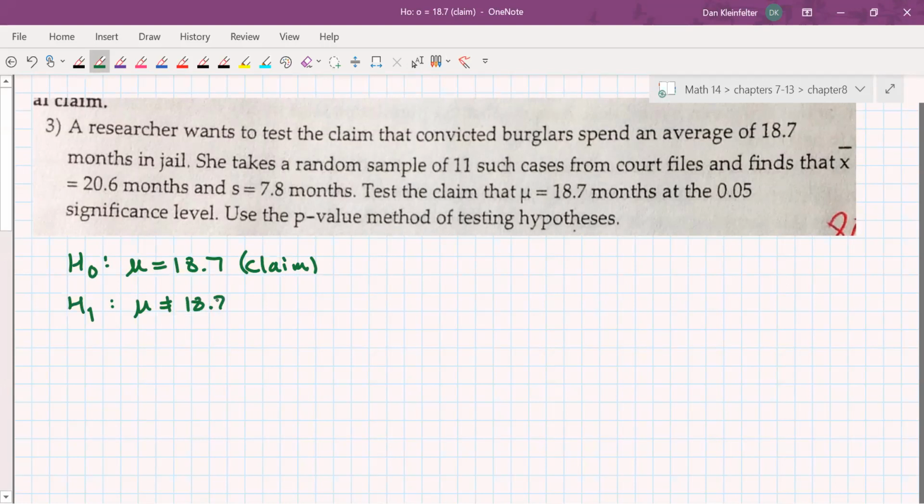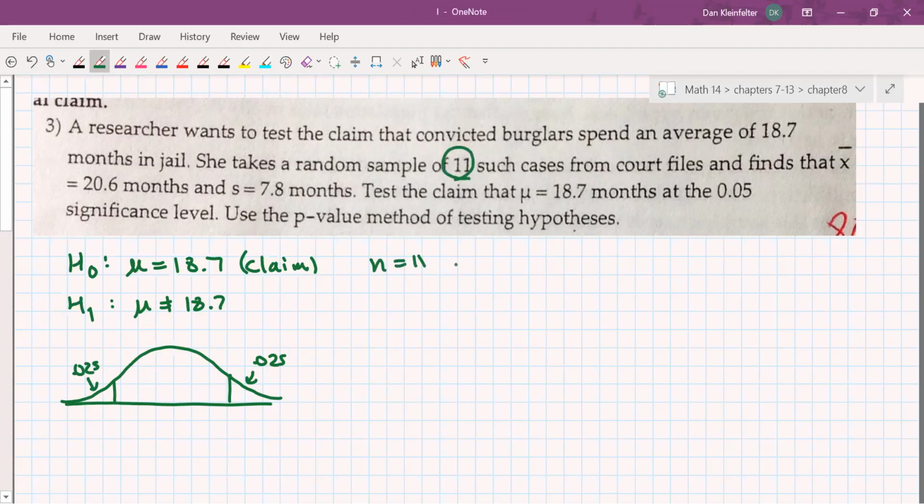So little picture, then critical values. So the significance level is 0.05. So again, we'll have 0.025 in each tail. Our n is 11, and so our degrees of freedom is 10. And so then we need to go get critical values. So let's get those.